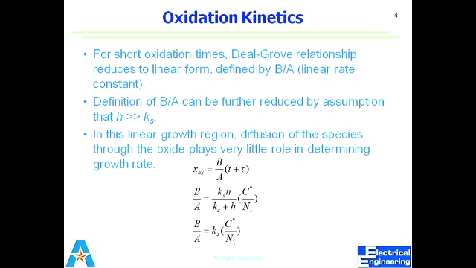The third line also explains the same thing: in this linear growth region, diffusion of species through the oxide plays very little role in determining the growth rate. That means diffusion is not the problem. It's not a diffusion limited process. It's a reaction rate limited process, because diffusion is not becoming a hindrance for the oxygen molecules to reach the wafer surface from the source. It's the reaction rate that is limiting our oxidation rate. That's why we say H is very, very much greater than Ks. This is the same thing we are talking about.